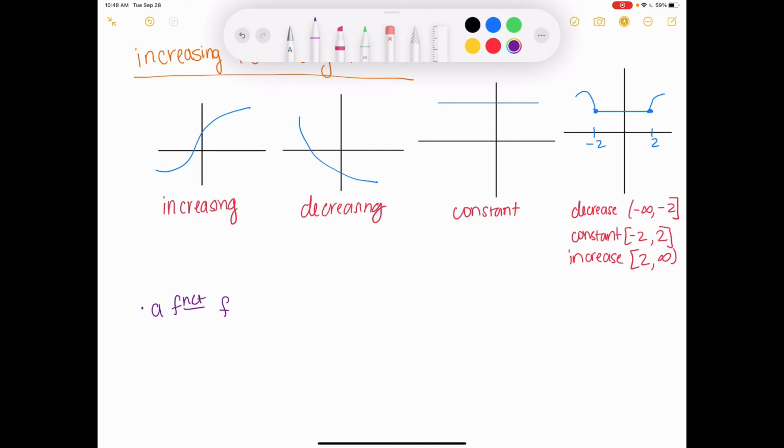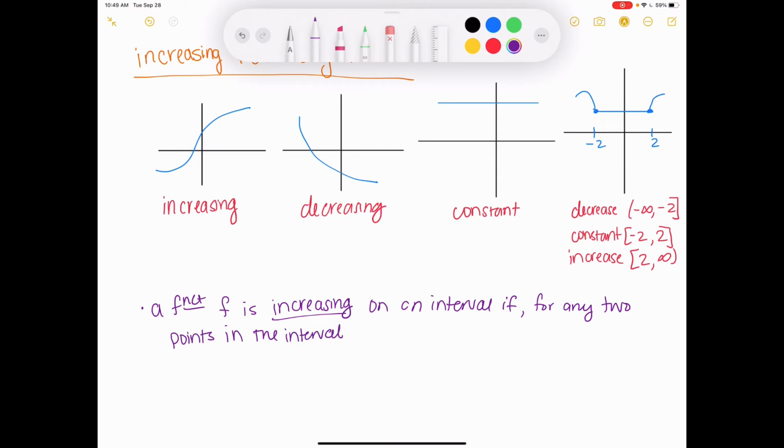A function f is increasing on an interval if for any 2 points in the interval, a positive change in x results in a positive change in f of x.